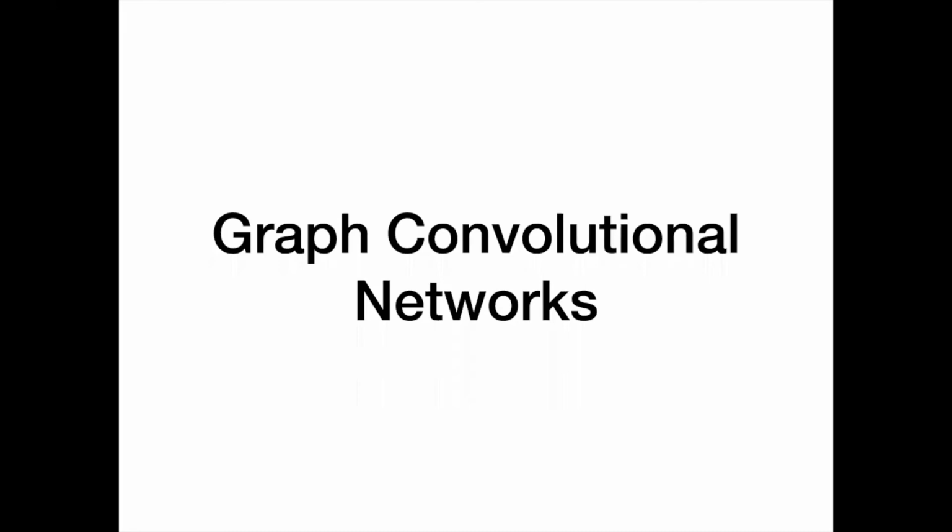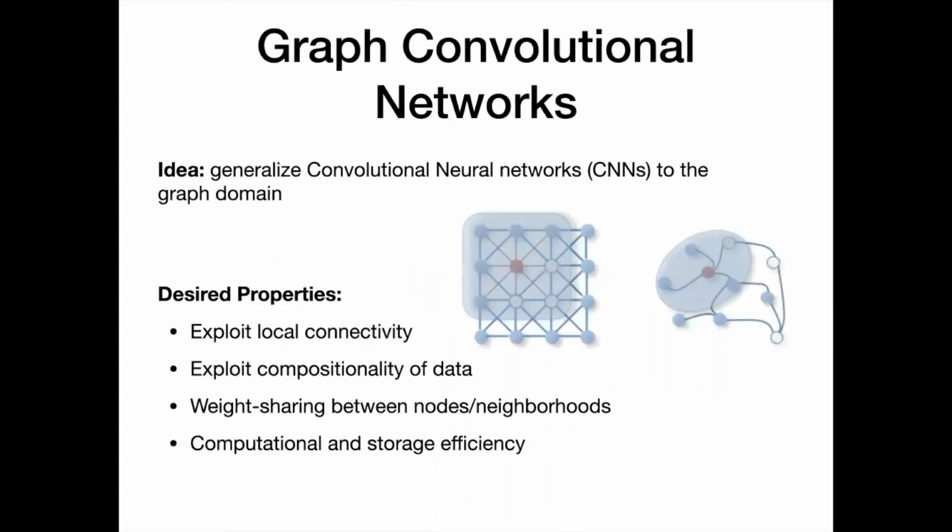Let's now move on to graph convolutional networks. These models are by far the most popular instantiation of graph neural networks, and they are based on the idea of generalizing convolutional neural networks to the graph domain. This is in fact a very challenging task, as convolutional neural networks are usually applied to grid-structured data, while graphs have a very irregular structure, as you might have different neighborhood sizes and various irregularities in the structure.